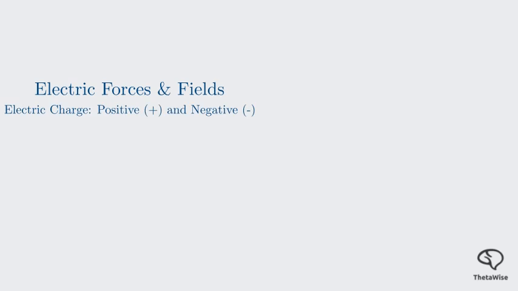An electron is a fundamental unit of negative charge, and a proton has an equal amount of positive charge. It's important to remember that charge is conserved. It can't be created or destroyed, only moved around. So, how do we calculate the force between two of these charges? This is described by Coulomb's law.